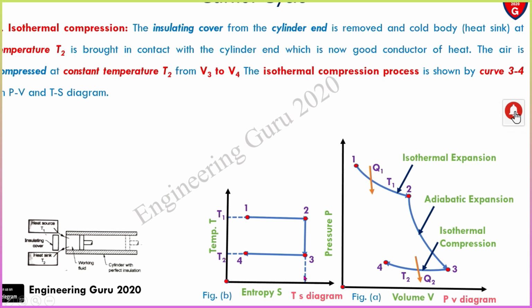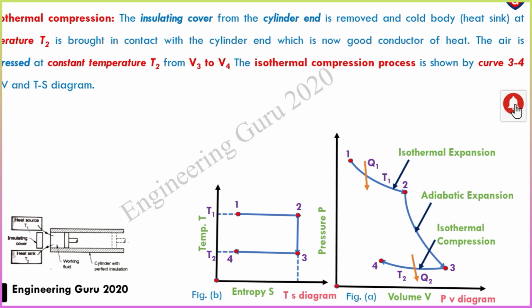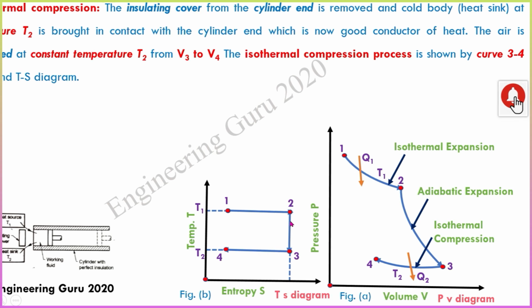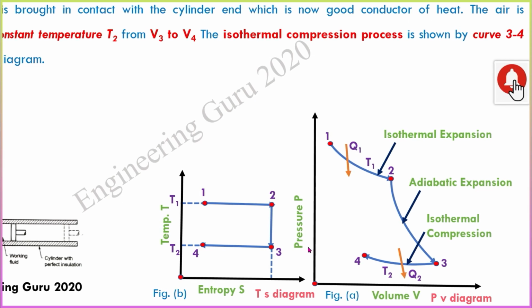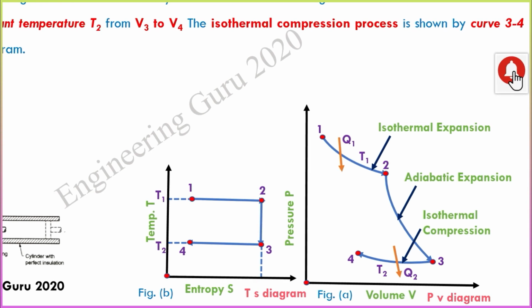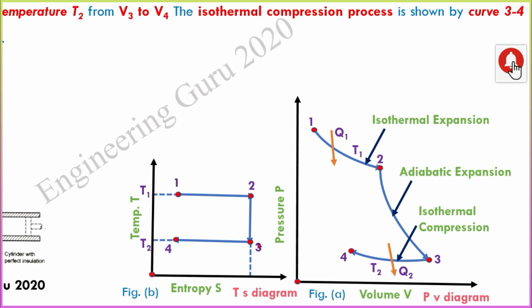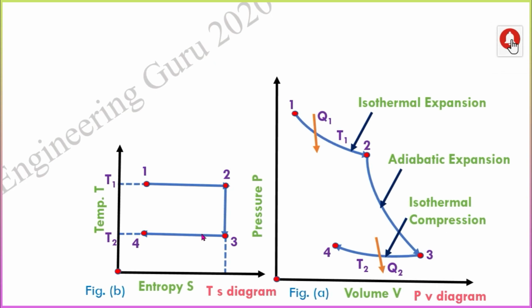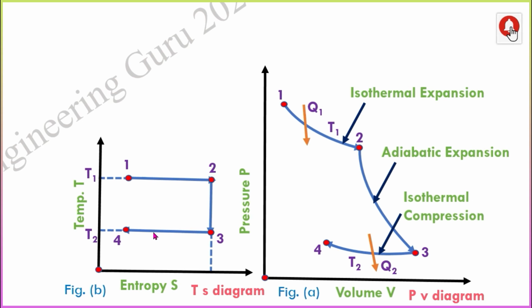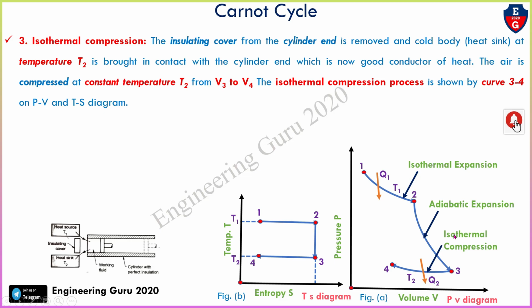Now understand, the insulating cover from the cylinder head is removed and the cold body at temperature T2 is brought in contact with the cylinder end, which is now a good conductor of heat. The air is compressed at the constant temperature T2, meaning here the temperature is constant. Now in process 3 to 4, temperature T2 is constant and volume goes from V3 to V4. So this is called the isothermal compression process. This curve 3-4 is called isothermal compression. Processes 1-2 and 3-4 are also called constant temperature processes.